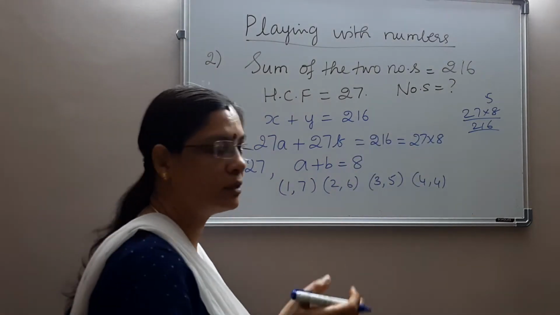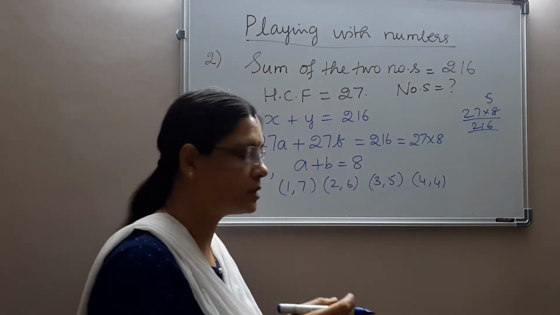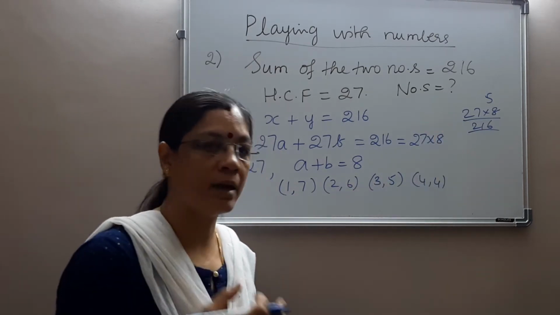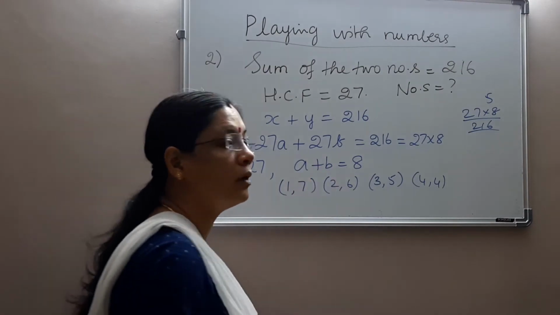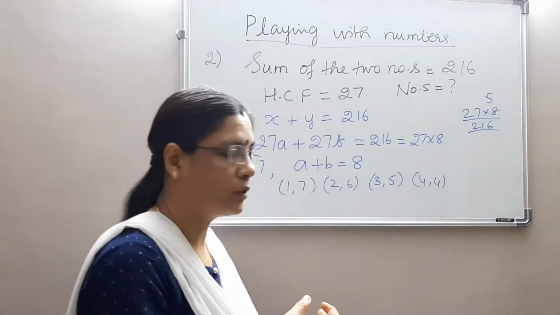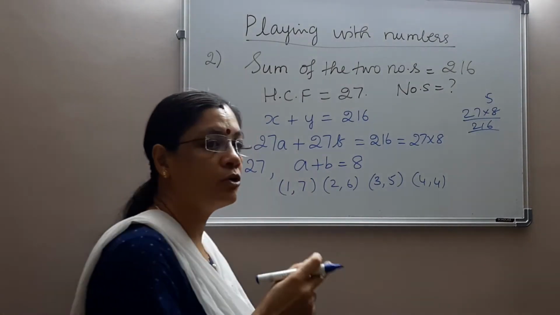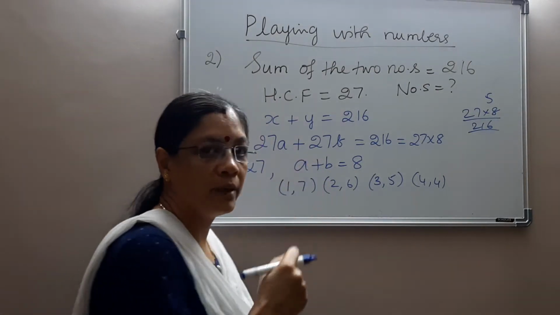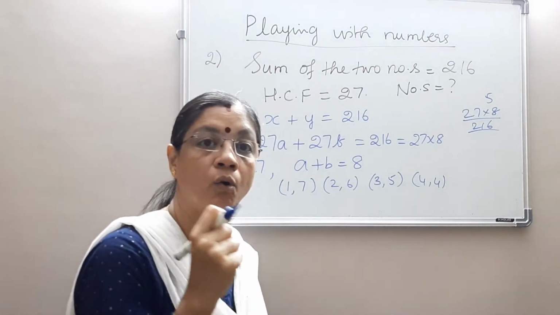Even if the order is changed, you are going to get the same numbers, isn't it? So 1, 7, 2, 6, 3, 5, and 4, 4 are the maximum possible combinations you can get for a plus b equal to 8. And now the second thing you should see is that you have to select such combinations so that the numbers are co-prime.